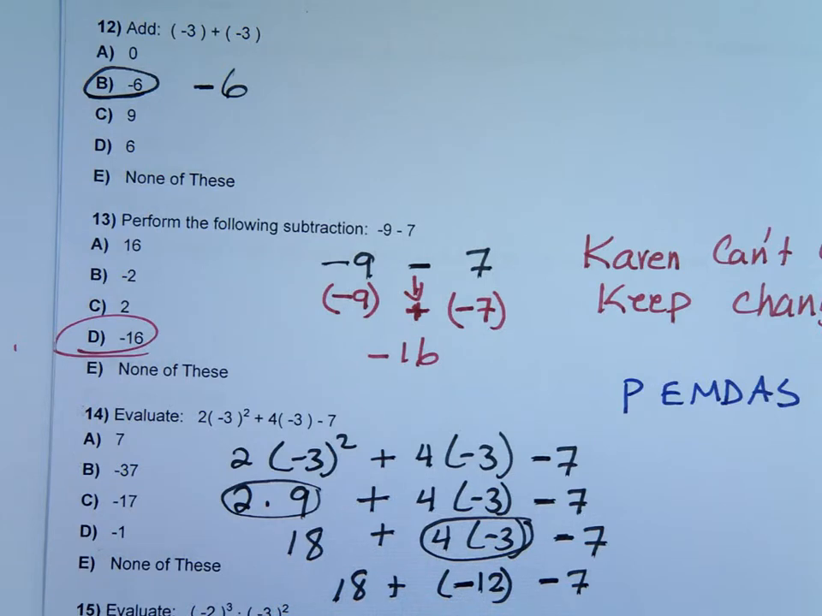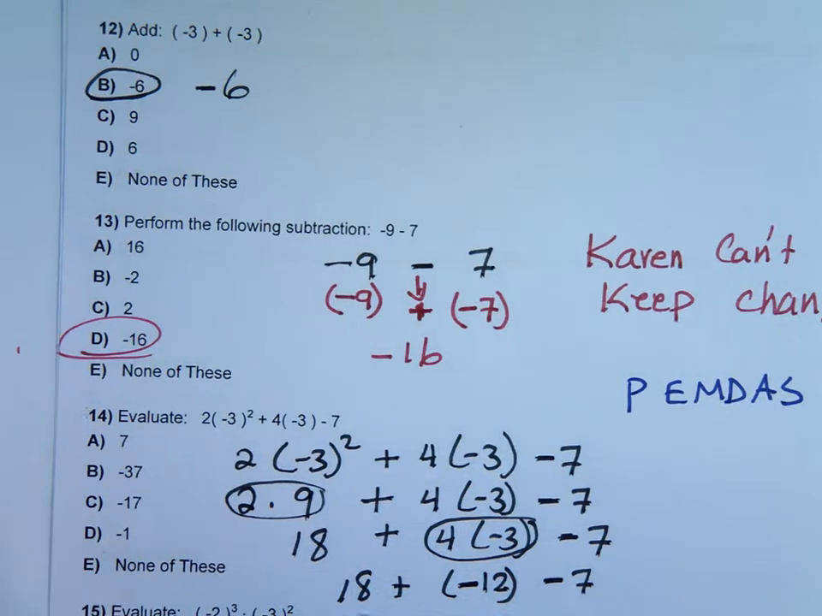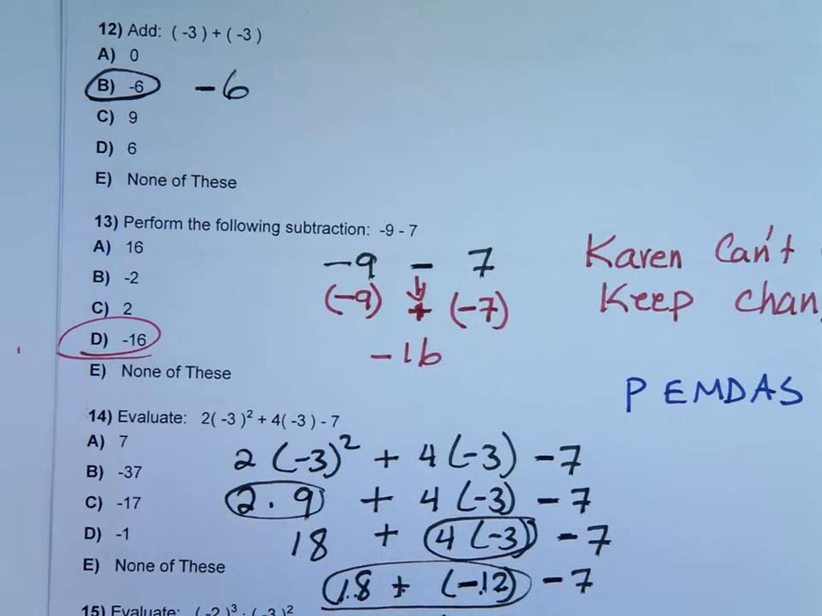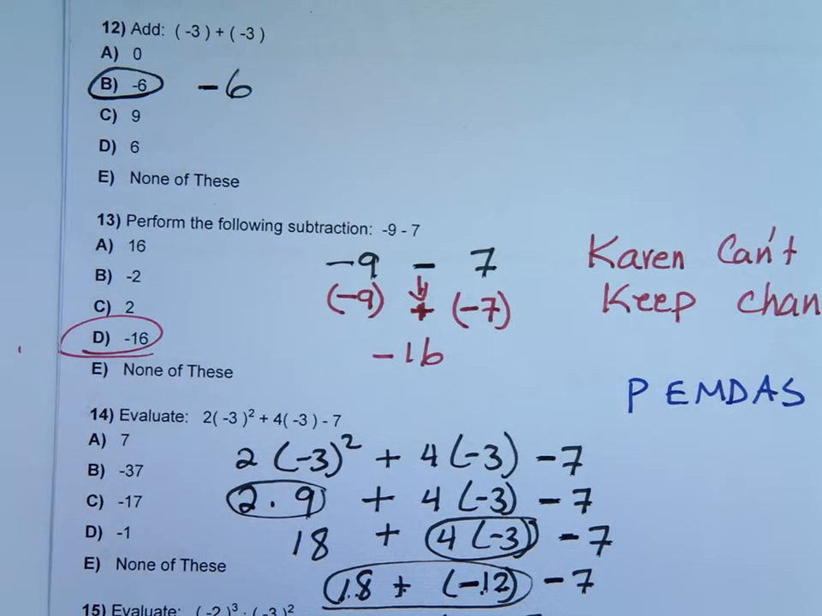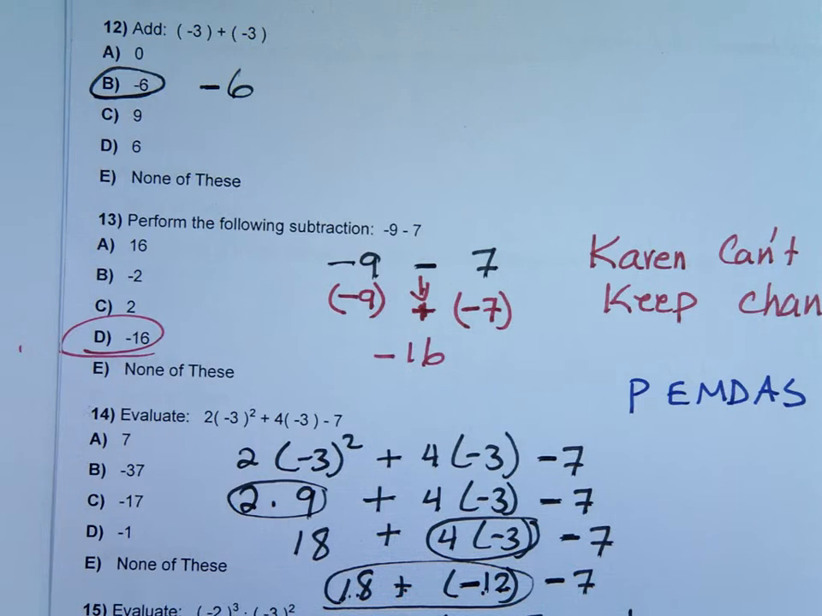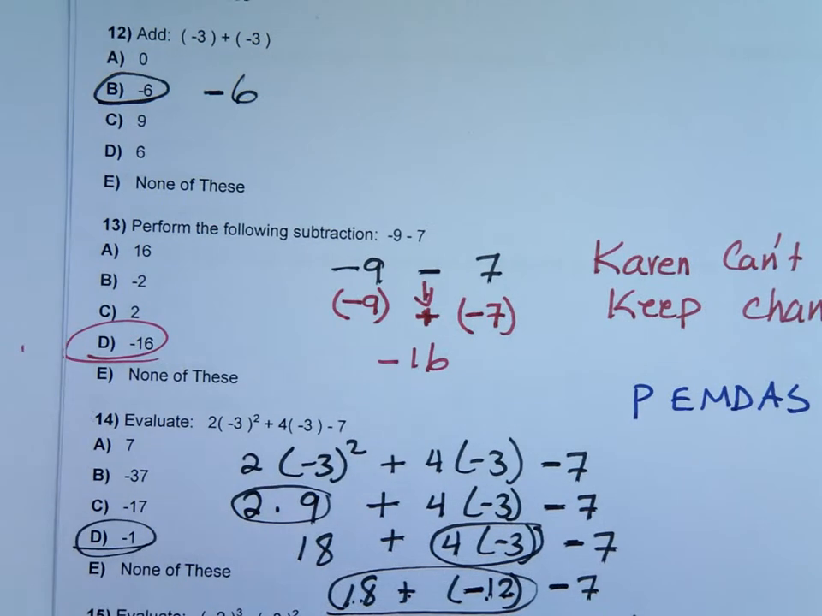No. Any addition, subtractions? Yes, left to right. You're going to do this one first: 18 plus a negative 12. Subtract 12 from 18, which is what? 6. And what's the sign of the 18? Positive. 6 take away 7, which is what? Negative 1.